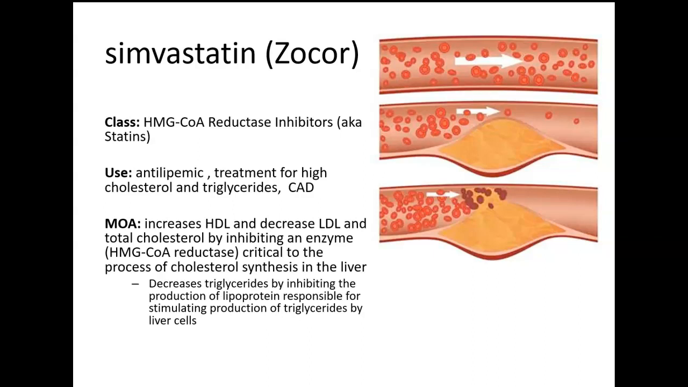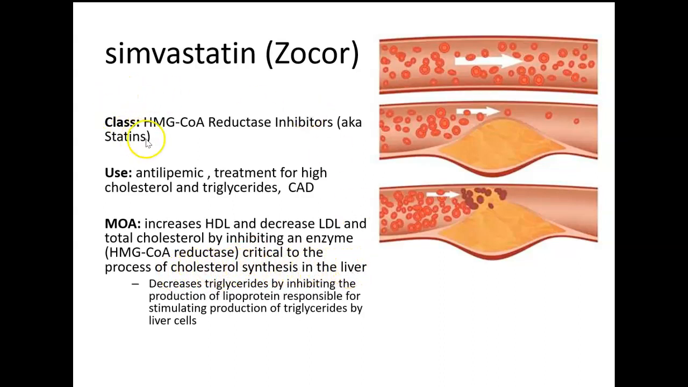So our first drug is simvastatin. And remember, we talked about how all statins obviously end in statin. And probably the one that most people know is atorvastatin, which is Lipitor. But the one that's given here in your example is Zocor. And these are HMG-CoA reductase inhibitors. And basically what they do is they inhibit this HMG-CoA reductase, and that is critical to the process of cholesterol synthesis in the liver.